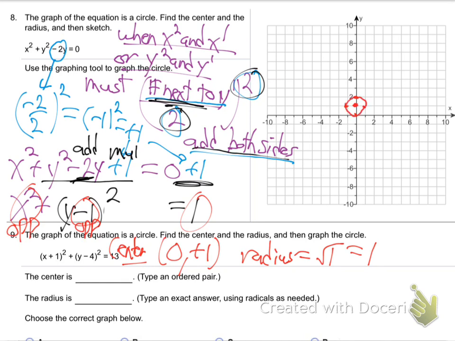To see what we did, this is a weird one, huh? The center right there was over 0 up 1. And then the radius was only 1, so I went up 1, down 1, right 1, left 1. There's the circle.